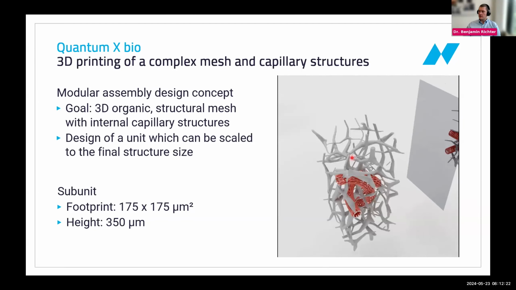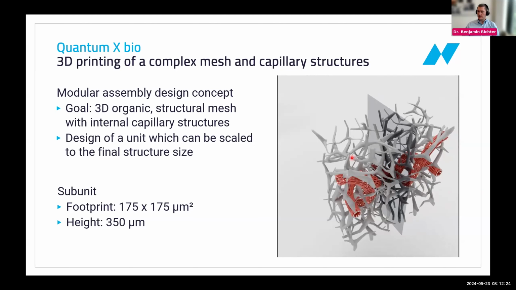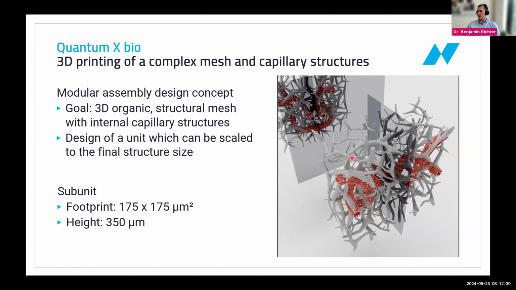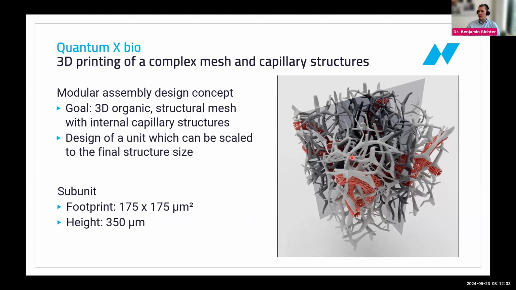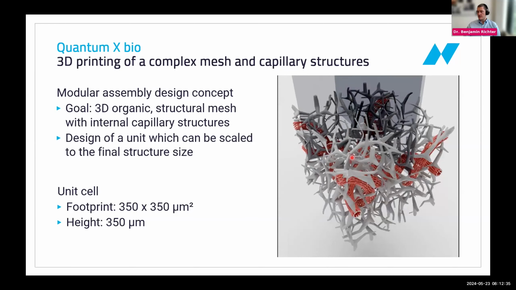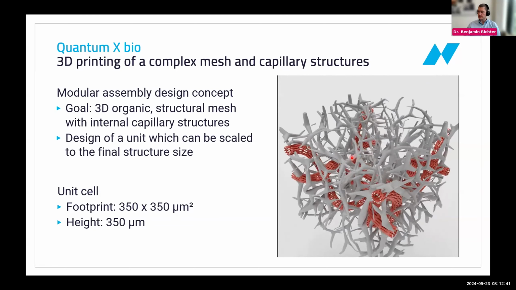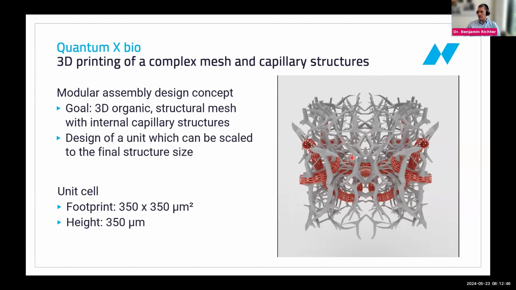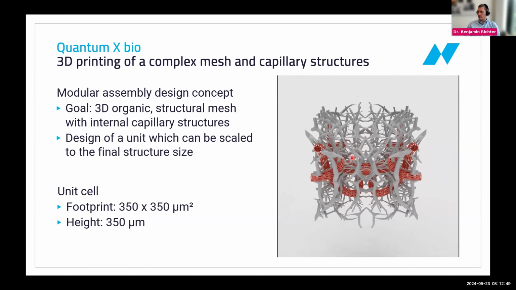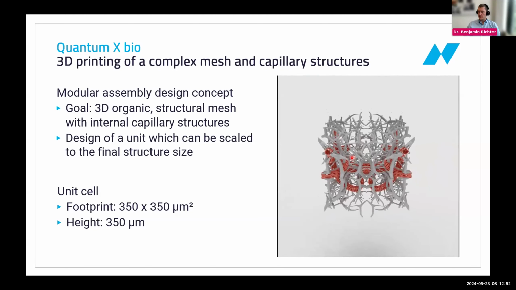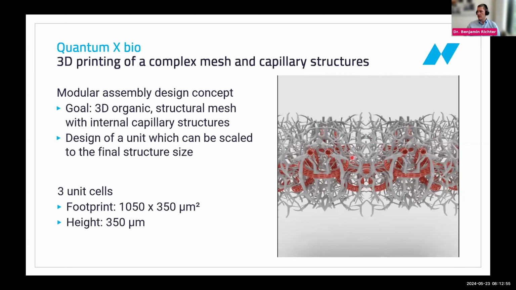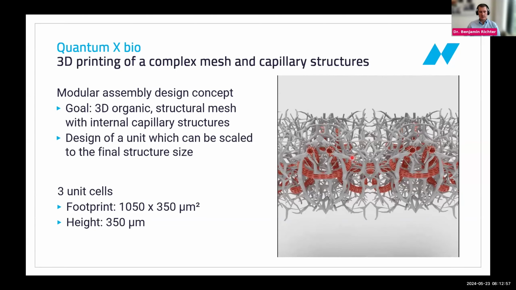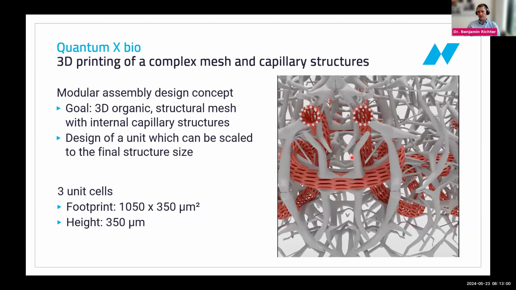To generate a unit cell out of that, we mirrored this subunit cell in X and Y direction. And so we generated a unit cell which allows us to generate even bigger tissues, including this vascularization inside. And then we can actually print this structure as well, which I will show you in a second once this video is done, which shows that we can stack these unit cells next to each other and print really big tissues.